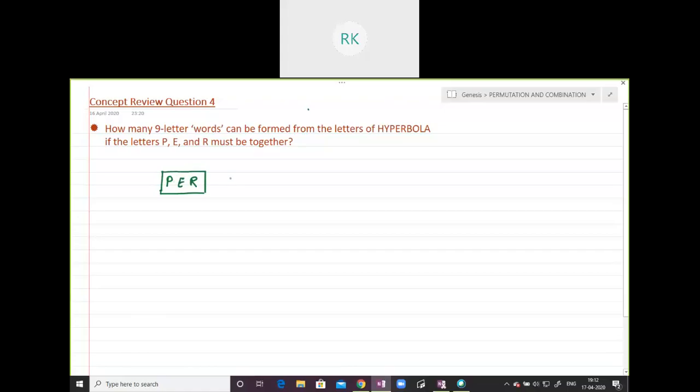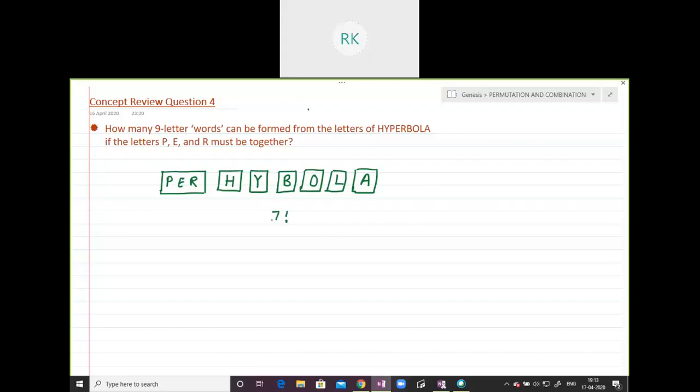What remains now? H, right? Then Y, then B, then O, L, A. So I'll keep the remaining letters inside separate boxes, right? I hope you have understood why I am keeping them inside separate boxes. Now I will arrange the boxes. How many boxes altogether? 1, 2, 3, 4, 5, 6, 7 boxes. 7 boxes will occupy 7 slots, so 7 factorial.